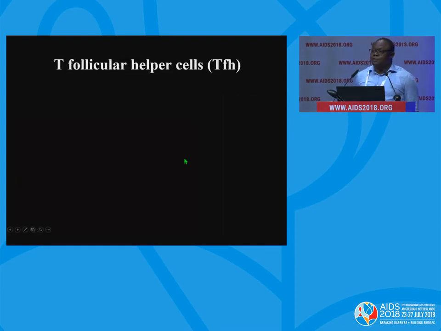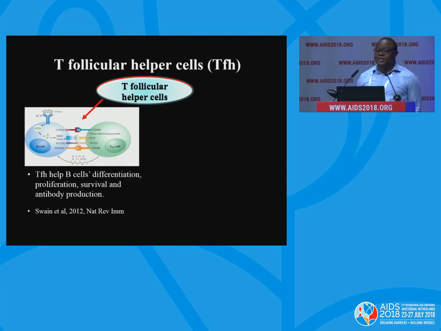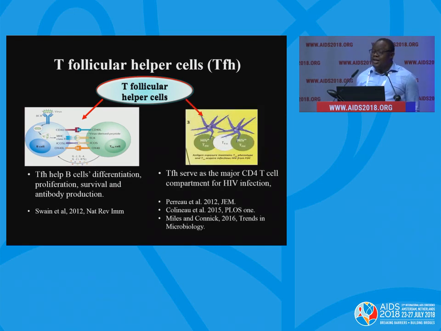But for the purposes of my presentation today and the limitations of time, I'm going to focus on T follicular helper cells. Why T follicular helper cells? It's because these are very important cells and they have two interesting roles in HIV. On one hand, like the previous speaker said, they help B cell differentiation, proliferation, and production of broadly neutralizing antibodies. So they are a very key immune cell in generating good quality immune responses. But on the other hand, they are the primary target of HIV infection, especially the germinal center T follicular helper cells.